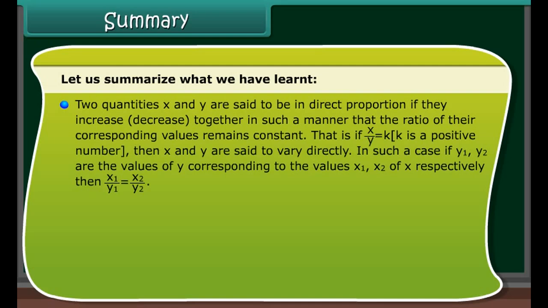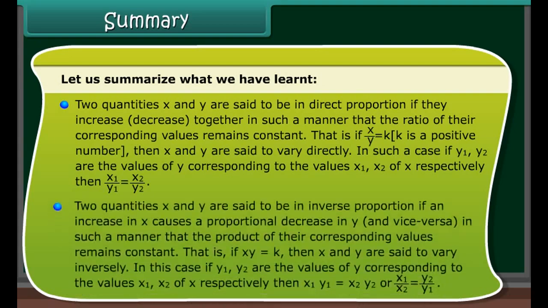Example: there are 30 students in a class. The number of tables required for them is 18. If 15 more students are added to this class, how many tables will be needed? As the number of students increases, the number of tables required for the class also increases. This is a direct proportion. 30 upon 18 is equal to 45 upon x. x is equal to 45 into 18 upon 30, which is equal to 27. Number of tables required is 27.